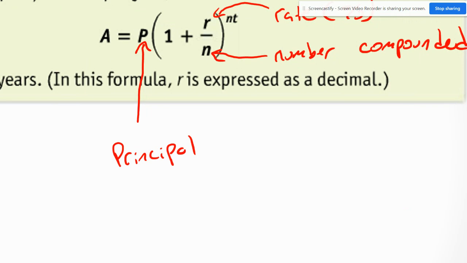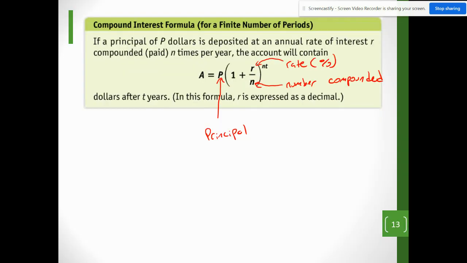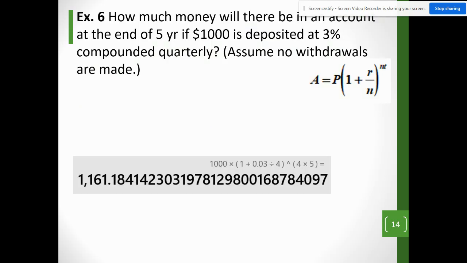So in my exponent, my n is the same thing, my same n, but my t is going to represent years. So my t here, I'm going to call time, which is how many years. So let's remember that formula. We're going to be using it a lot. So let's take a look at this.